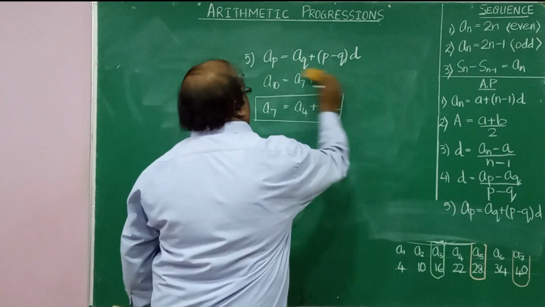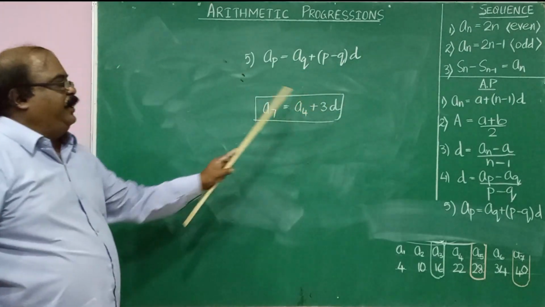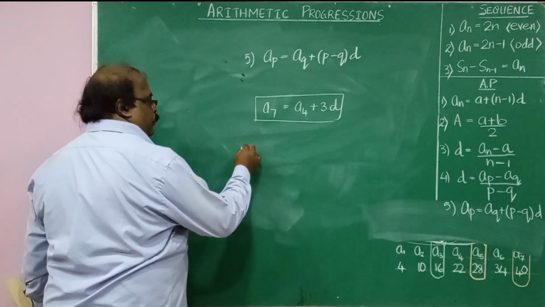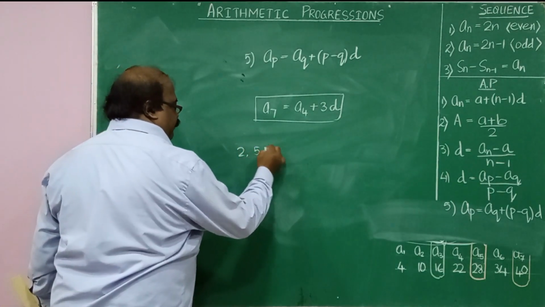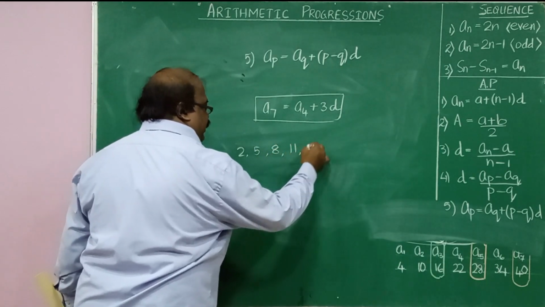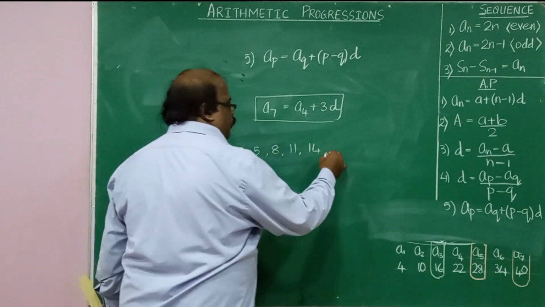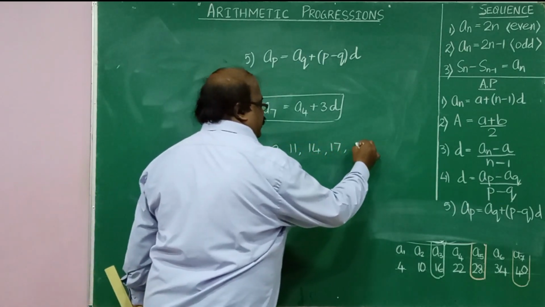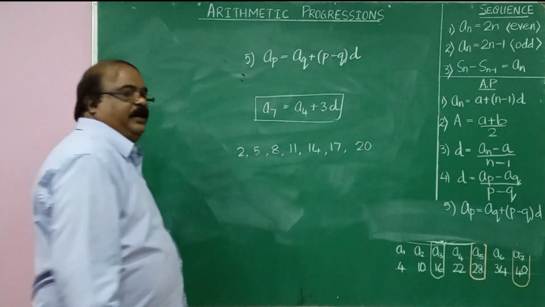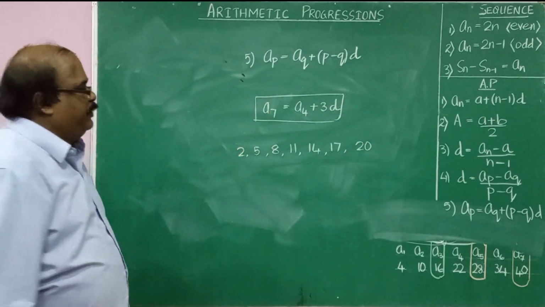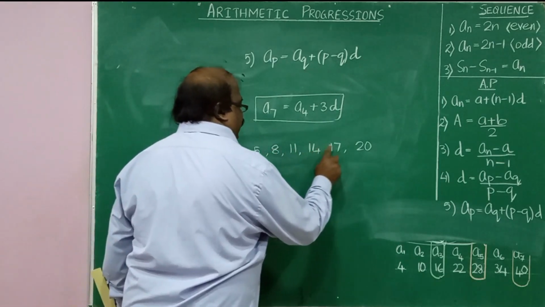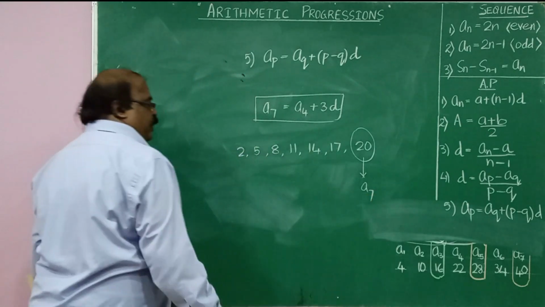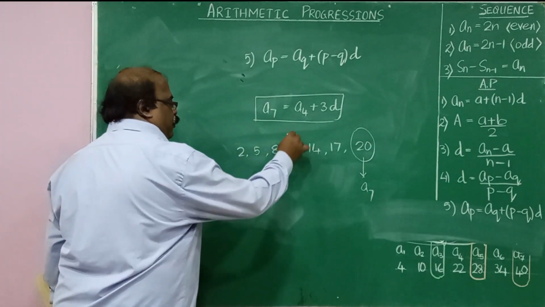Let's take this equation. What did I say? A4 plus 3D will give you A7. Let me take the arithmetic progression. 2 plus 3, 5. 5 plus 3, 8. 8 plus 3, 11. 11 plus 3, 14. 14 plus 3, 17. 1, 2, 3, 4, 5, 6. 17 plus 3, 20. I want to check whether my statement is true. 1, 2, 3, 4, 5, 6, 7. This is A7. What is A4? 1, 2, 3, 4.